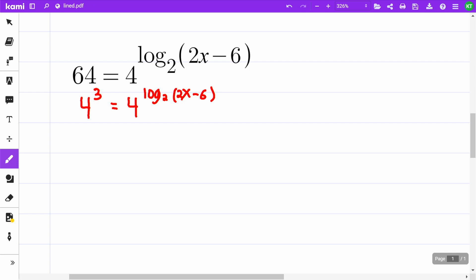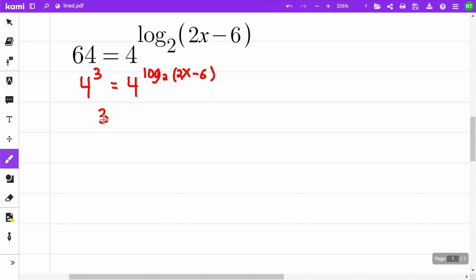Again, the key here is to make sure that our bases are the same, and then once we do that, we solve just the exponents. So I get 3 is equal to log base 2 of 2x minus 6.